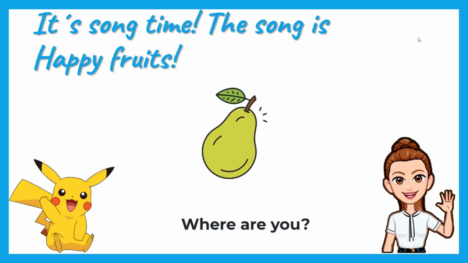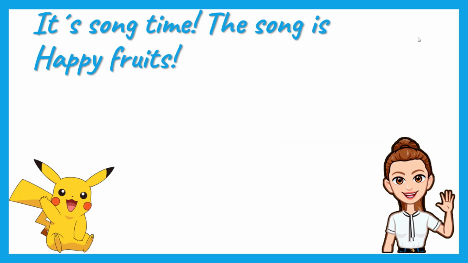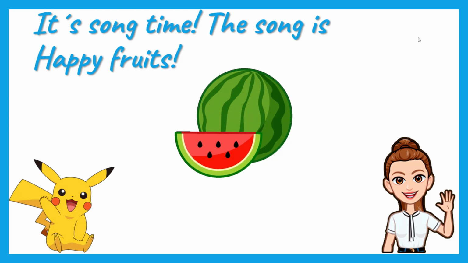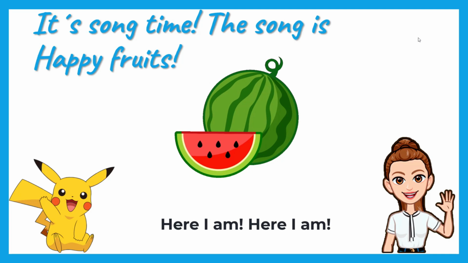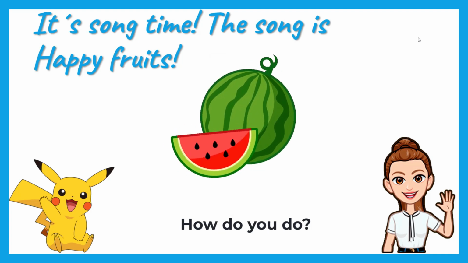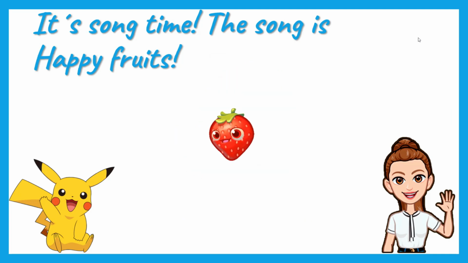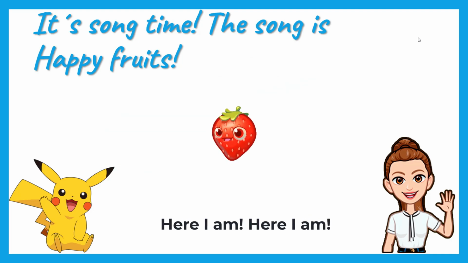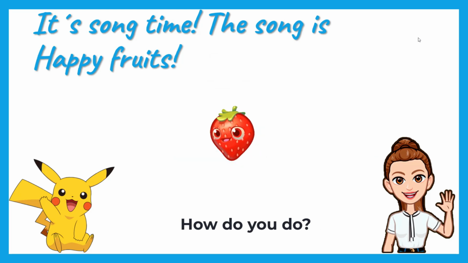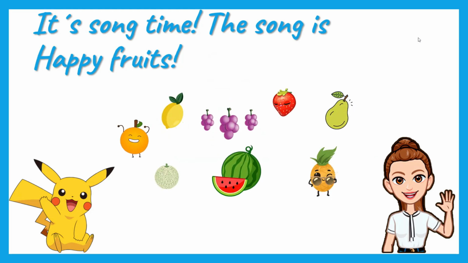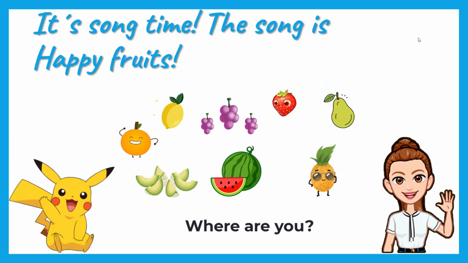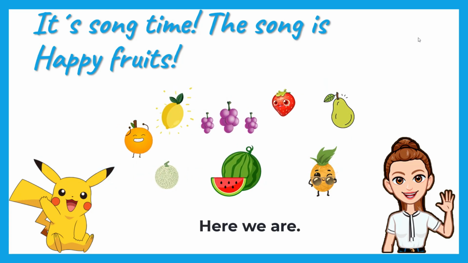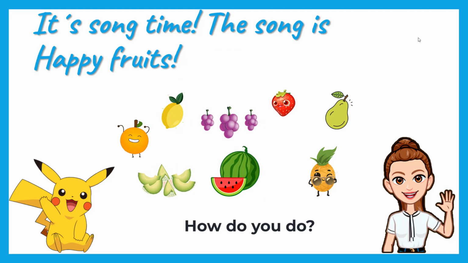Where are you? Here I am, here I am. How do you do? Watermelon, watermelon, where are you? Where are you? Here I am, here I am. How do you do? Strawberry, strawberry, where are you? Where are you? Here I am, here I am. How do you do? Happy fruits, where are you? Where are you? Here we are, how do you do?